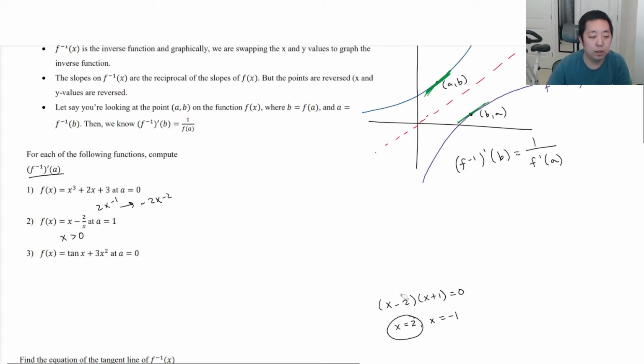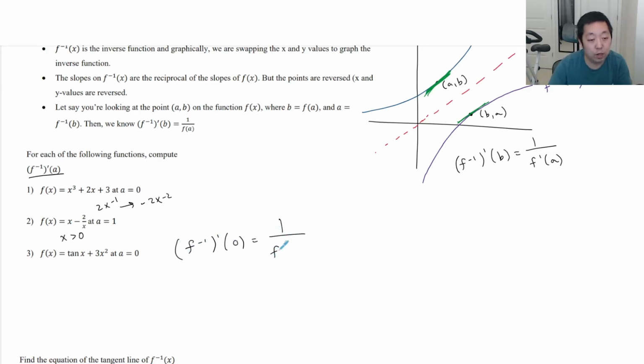Let's look at this third one, though. f of x is tan x plus 3x squared. Again, the derivative of the inverse at 0 is 1 over f prime. We need where y is 0, so 0 equals tan x plus 3x squared. Like I said, you might have to use a calculator for this, but it turns out x equals 0 will work, because tan of 0 is 0 and 3x squared at 0 is 0. So in this case, you're just going to plug in 0 also, but that's just because when y was 0, x was also 0.